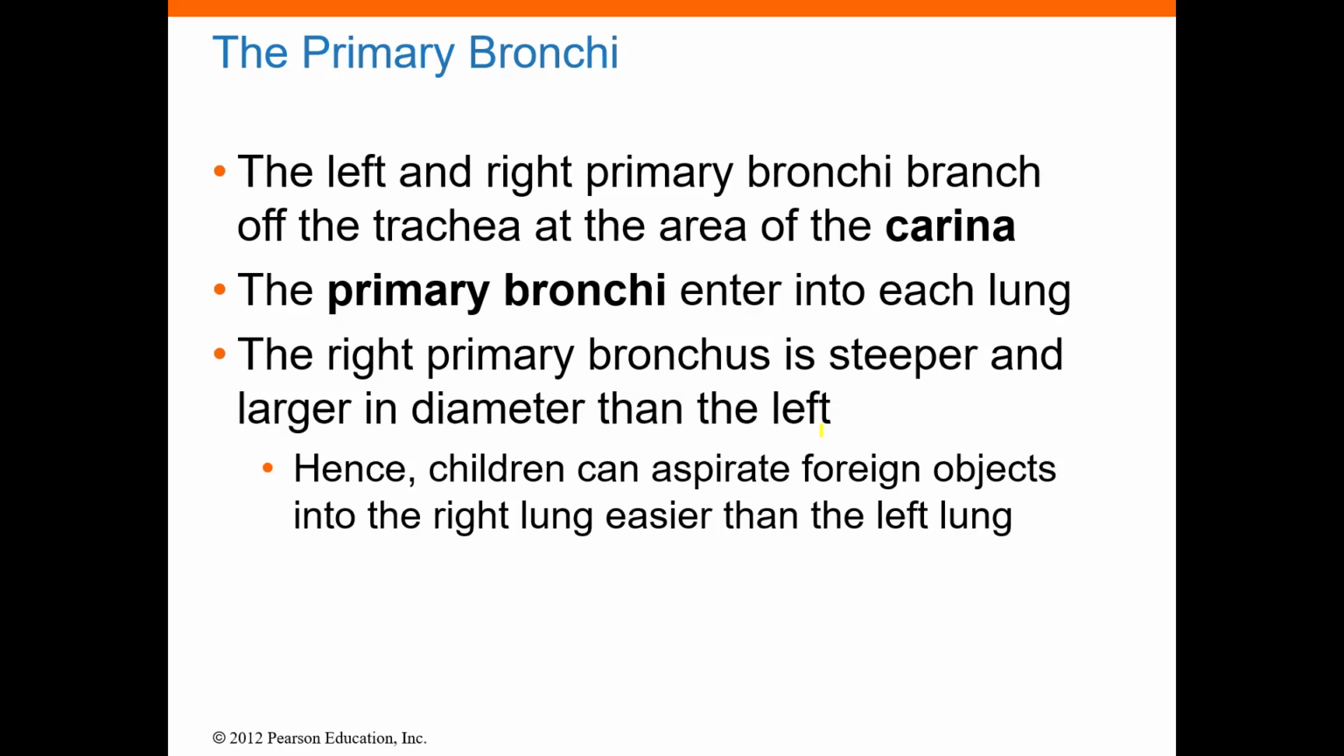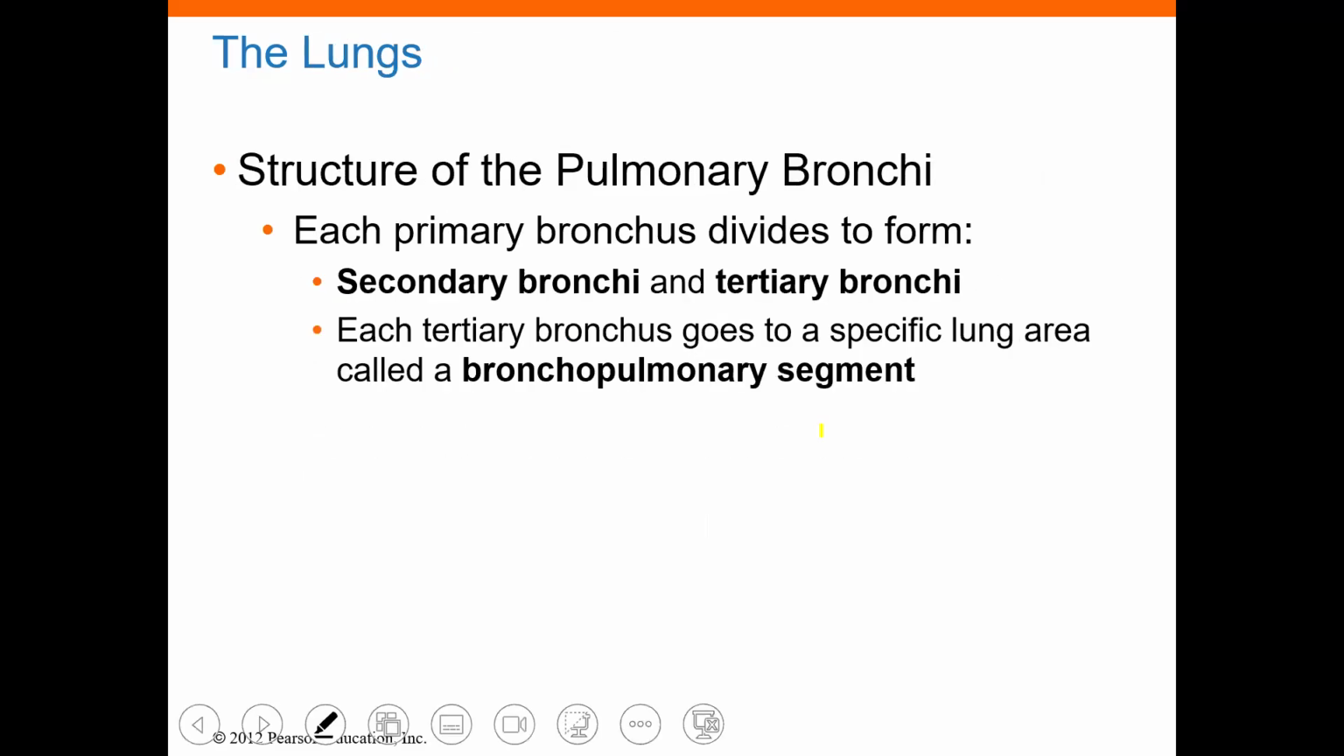The right primary bronchus is steeper and larger in diameter than the left. Hence, children can aspirate foreign objects into the right lung easier than the left. We also get more infections into the right lung a lot quicker. So it's the first spot and the last. It's the first spot for it to show up and the last spot for it to leave, that right lung.